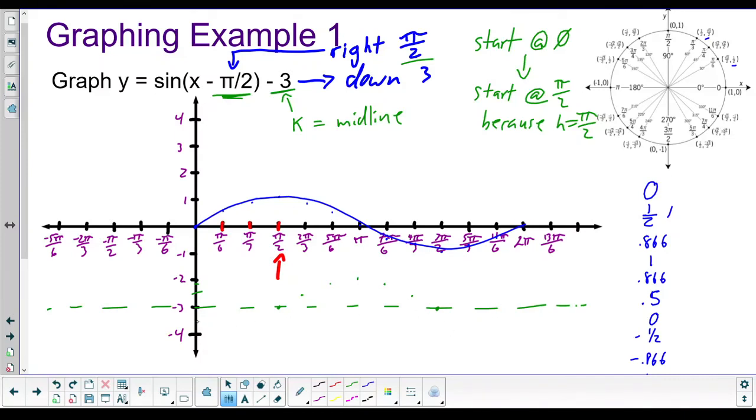So we go down a half, down to about 0.866 from the midline, down to 1, back up to 0.866. Whoops, that should be over a little bit more. And right there. Back to a half, and then 0. Right about there.